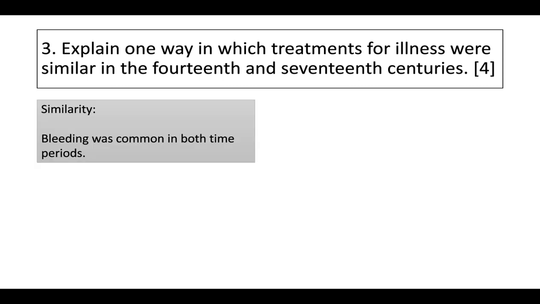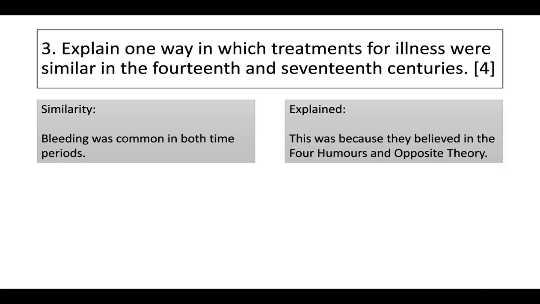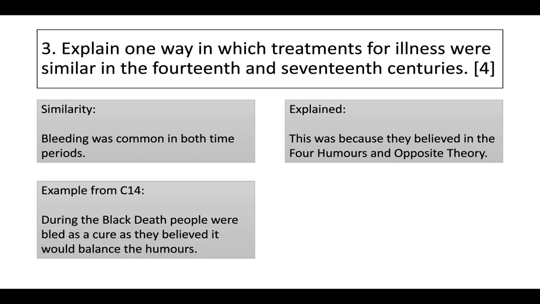So I'm going to provide my similarity. My first sentence needs to provide a similarity about treatments in those 2 time periods. So I've said that bleeding was a common treatment, which it was. I'm going to explain why that was the case, and I'd say this was because they believed in both time periods in the 4 humours and opposite theory. How do I know that? Well, I'm going to give an example from both time periods. I'm going to be specific with my knowledge from both time periods.